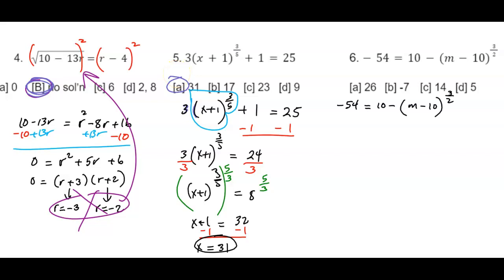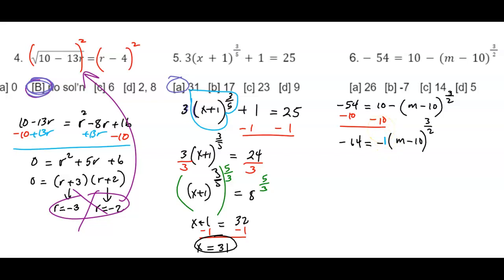All right, similar situation here. I went ahead and rewrote it. We want to get the rational exponent by itself. So we're going to move that 10 first. We're going to subtract 10 from both sides. That gives me negative 64 equals negative (m minus 10) raised to the 3/2. Now, there is a negative in the front. That's basically a negative 1. We just don't write the 1.